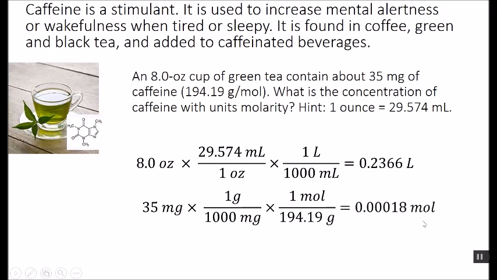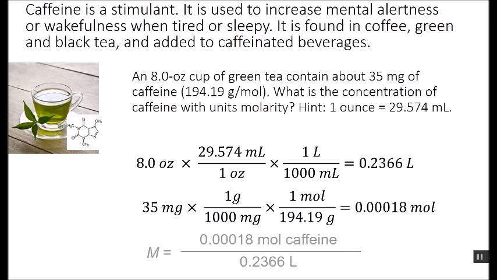And I get this number of moles. Okay, so now we have our two pieces of the puzzle that we're going to need: the moles and the liters. So let's plug that in for molarity. Molarity is going to be the moles on top divided by the liters on bottom. And here's your caffeine concentration in your green tea. So that is a trickier problem, and it's important to get some practice with these.